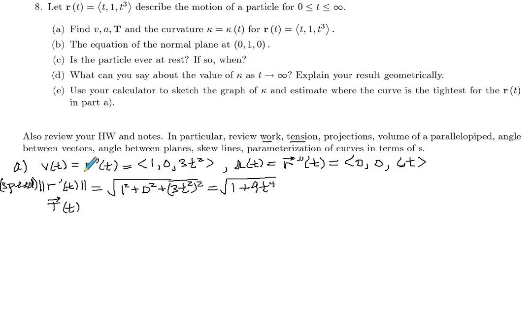And then our unit tangent vector. Remember that r prime, the velocity vector, is a tangent vector to the curve. The unit tangent vector is r prime of t divided by its length. So our r prime of t is here. So we got 1, 0, 3t squared, and then we're dividing by root 1 plus 9t to the 4th.